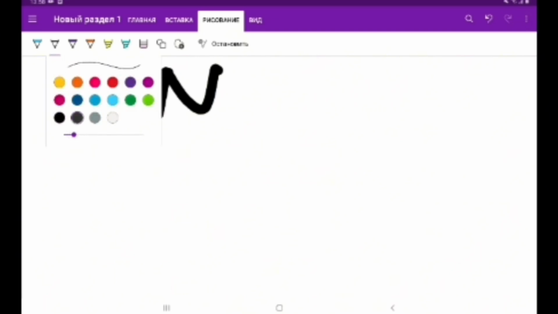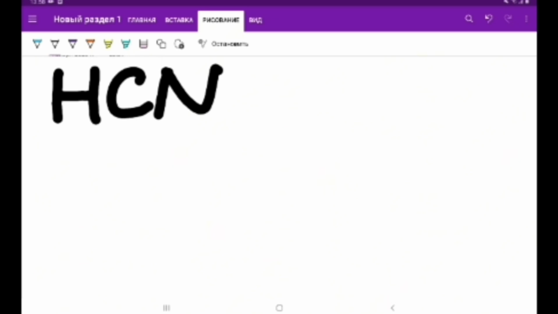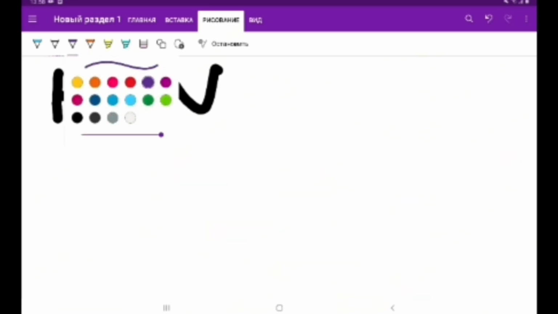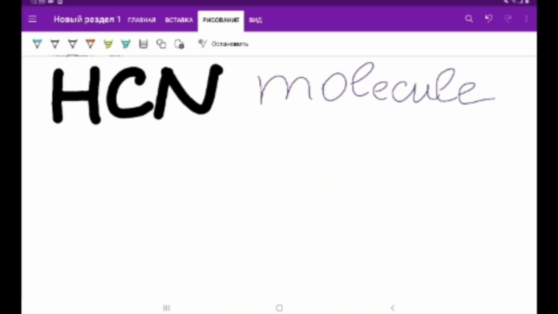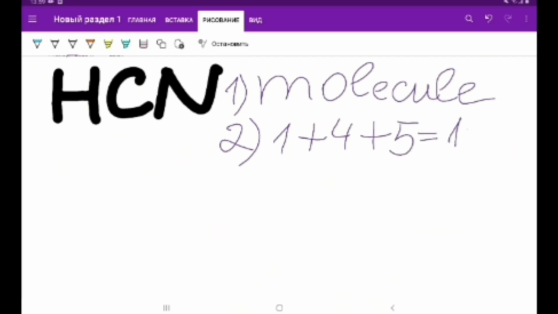We discussed we have to determine whether it is a molecular compound or an ionic one. So this is molecular, has a molecular structure. Let's write it's a molecule. Then let's find the number of its valence electrons. Hydrogen is in the first group of the periodic table. It has 1 electron. Carbon has 4 electrons. Nitrogen has 5 electrons. So overall there are 10 valence electrons, or we can say 5 pairs.